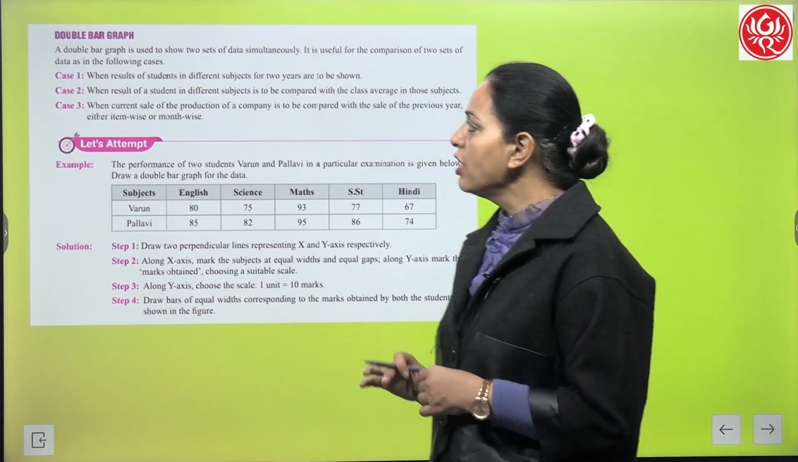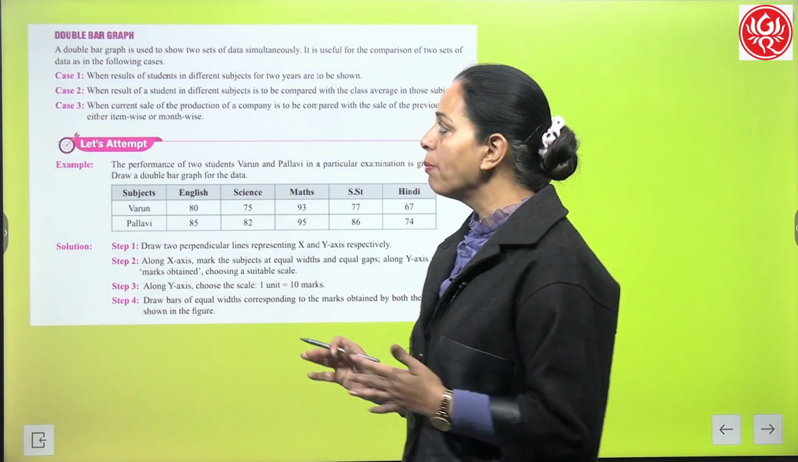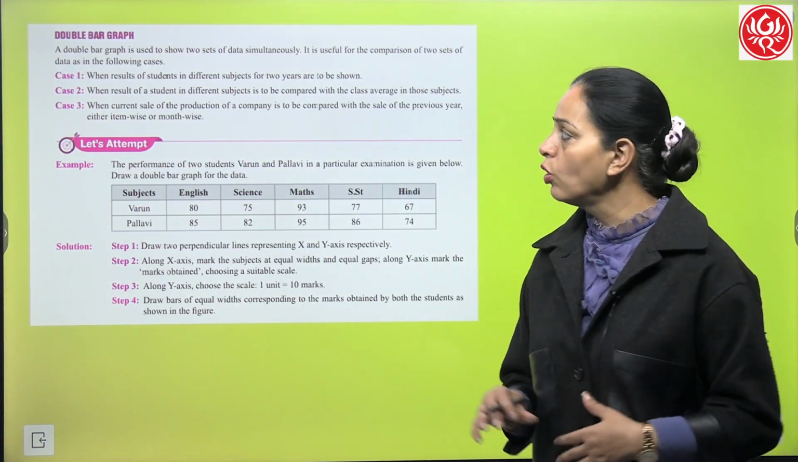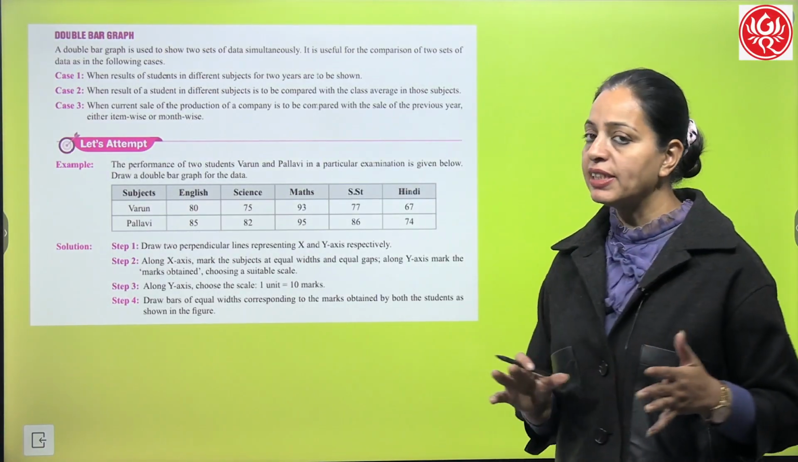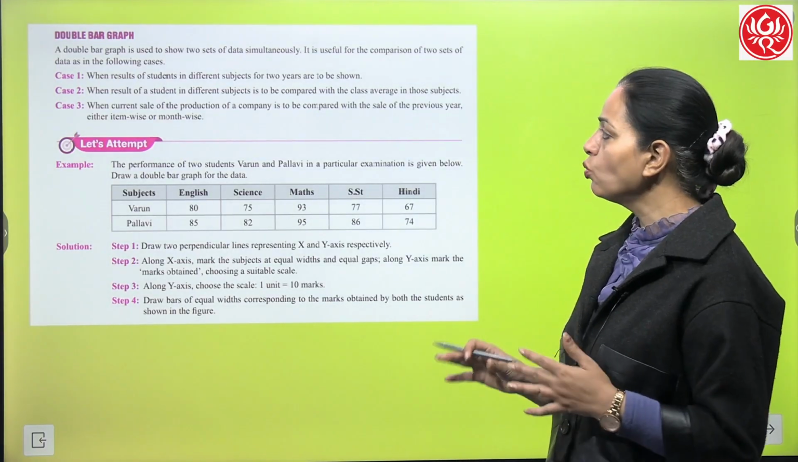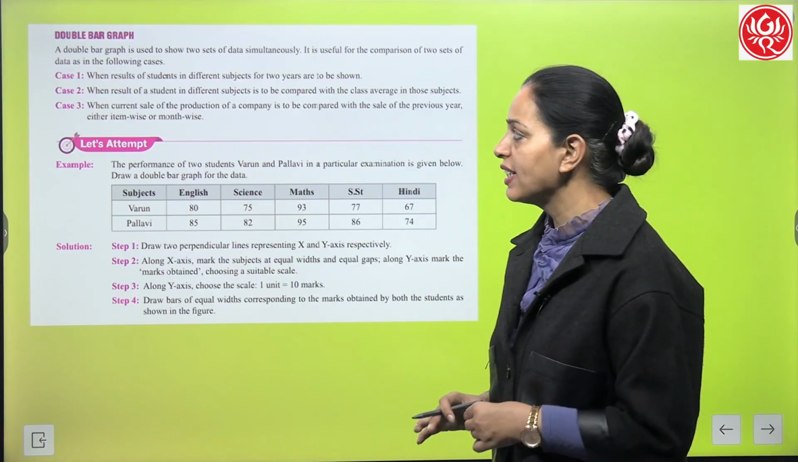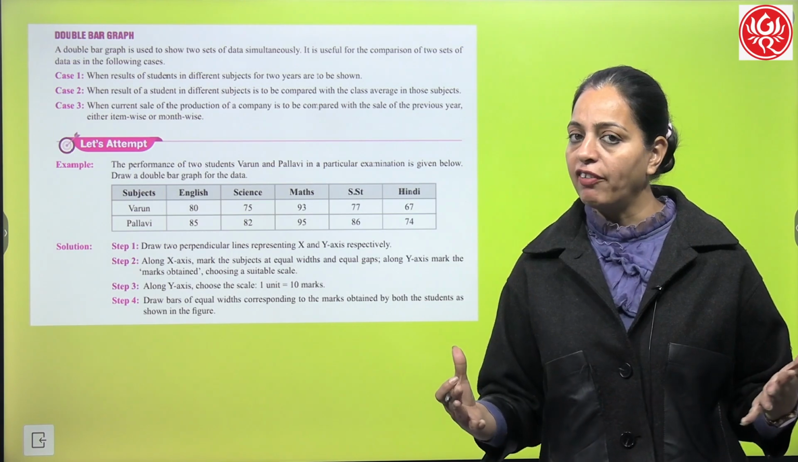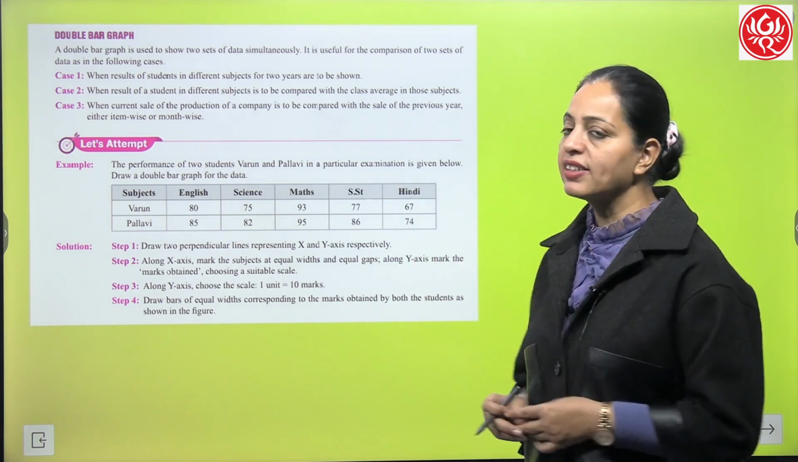Very interesting. Now the next is the double bar graph. A double bar graph is used to show two sets of data simultaneously. It is useful for the comparison of two sets of data as in the following cases. हम डबल बार ग्राफ की हेल्प से कंपैरिजन कर सकते हैं.